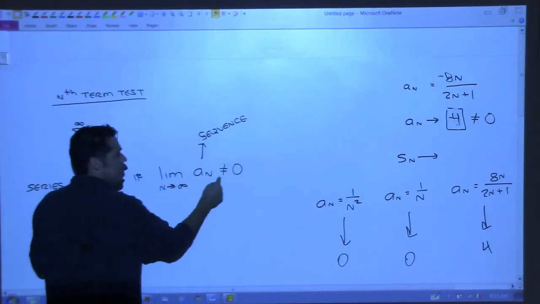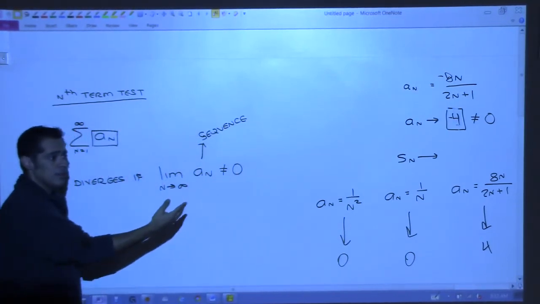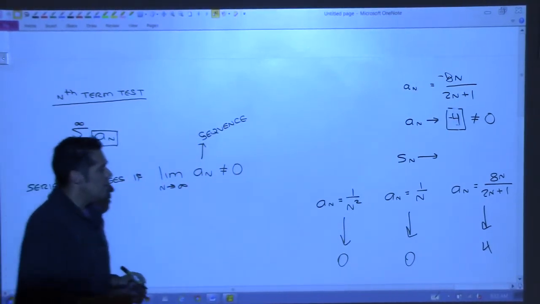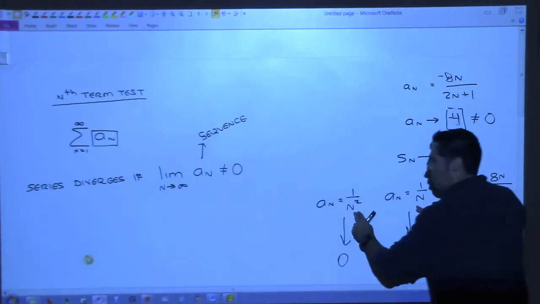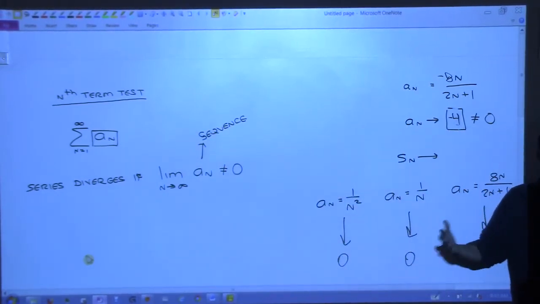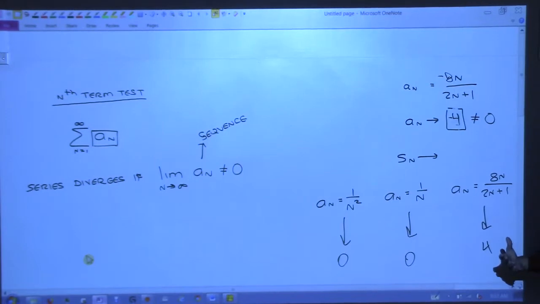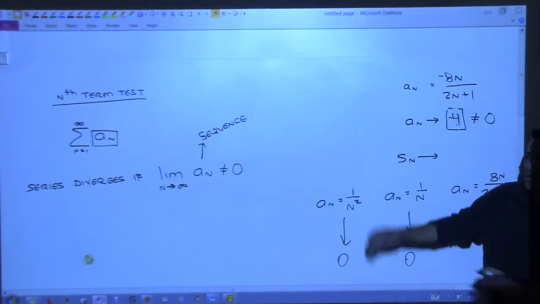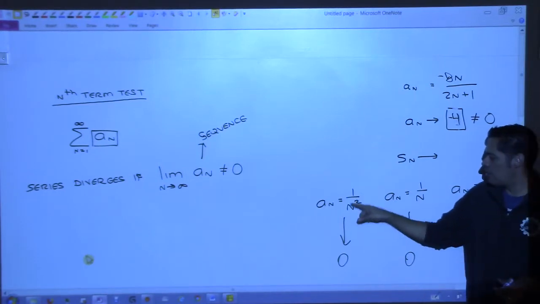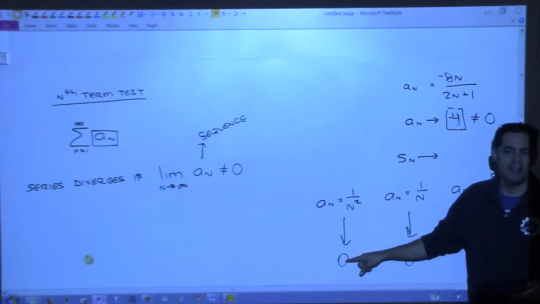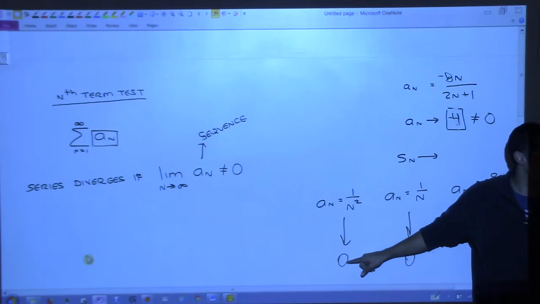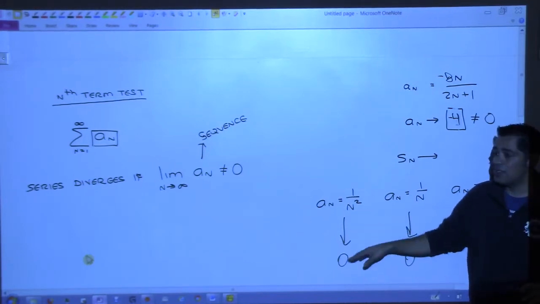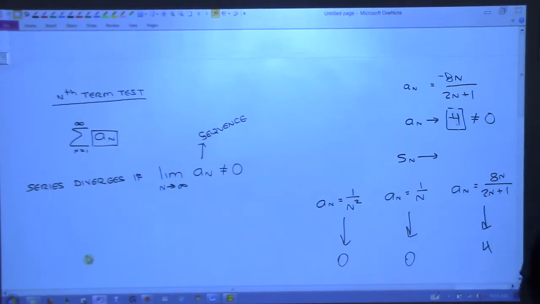Now, this one diverged. And the nth term test says that's what should happen. If the limit goes to something other than 0, the series will diverge. Now, if the sequence goes to 0, you still don't know. That's the key. The problem that I see when students misuse this test is they go, oh, it goes to 0, so the series converges then. No. If it goes to 0, then you have to move on and try a different test after that. Okay?